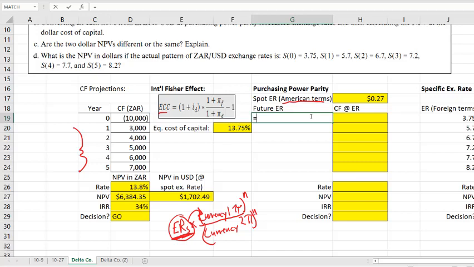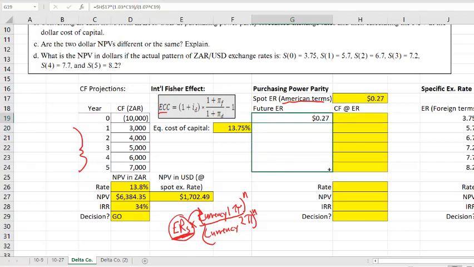Okay, so now we're ready to actually run that math. We'll take the spot exchange rate in American terms, lock the reference there, and then times the ratio of the currency 1 inflation rate plus 1, so it's going to be 1.03 because the US inflation rate was 3%, to the power of 0, divided by the foreign inflation rate plus 1, which is going to be 1.07, South Africa's inflation rate was 7%, to the power of 0. Now, of course, anything to the power of 0 is 1, so this is just going to be times 1. It's going to be the spot exchange rate, which makes sense because this is today. Year 0 means no time has elapsed, so we would use the spot exchange rate.